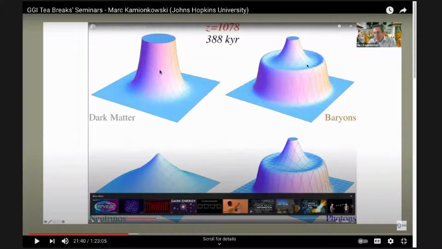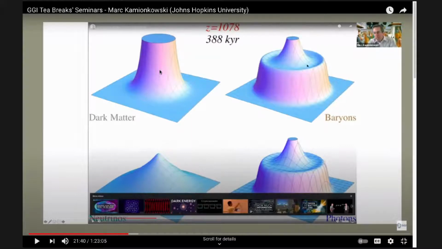For any matter, what is the w? 0. Do you remember, all of you, that w equals 0 for a matter-dominated universe? So for dark energy, it is -1. P equals minus rho.